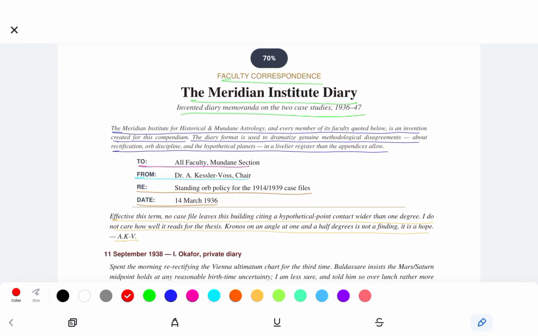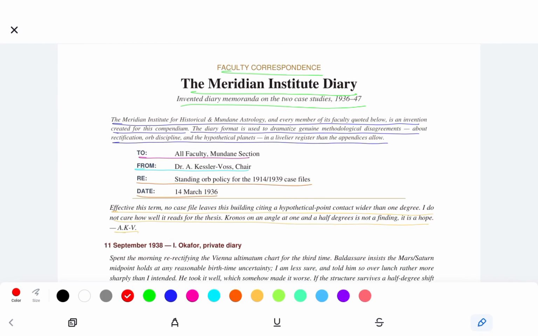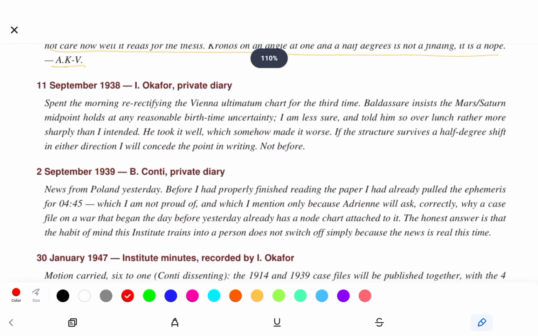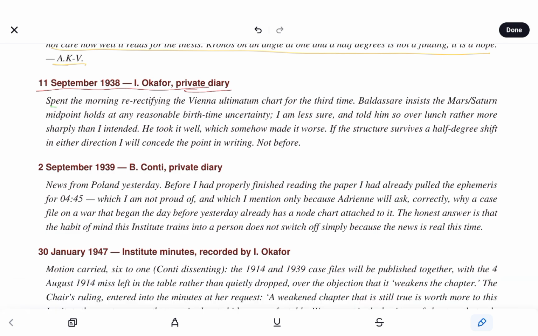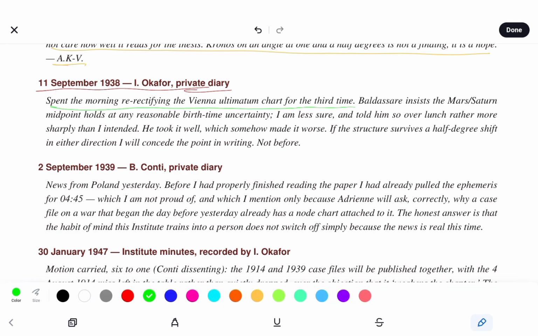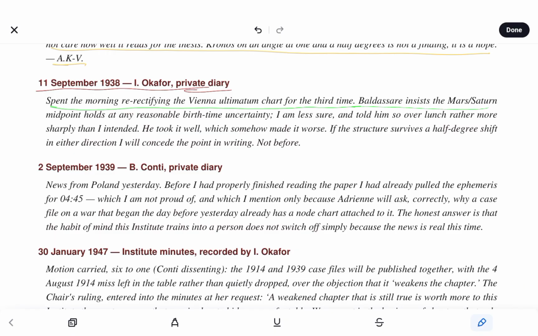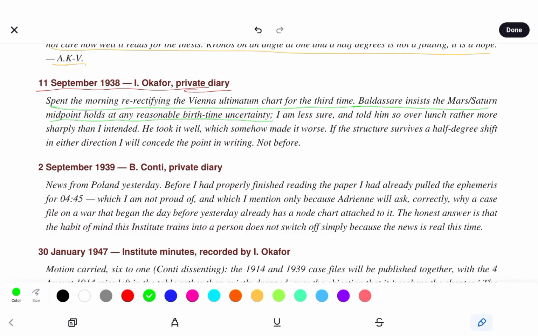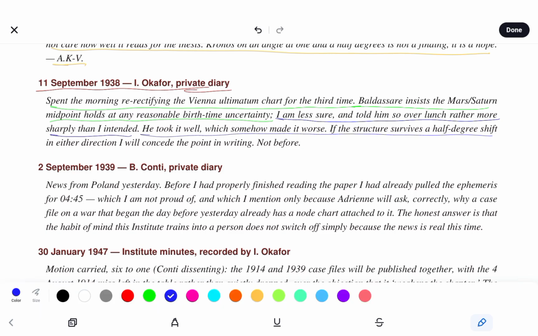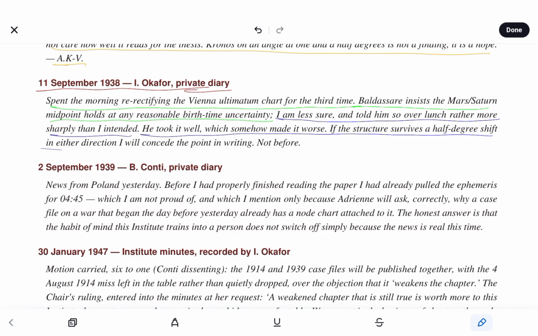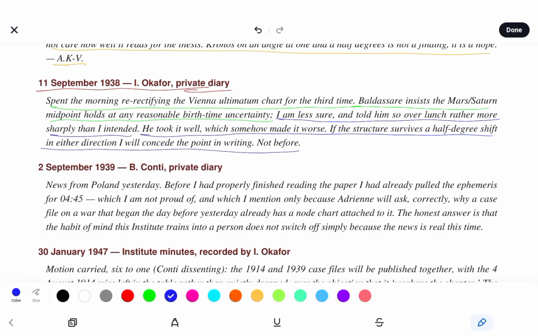So we're on the faculty correspondence, the Meridian Institute diary. And first we notice September 11th, 1938, Okafor, private diary. They spent the morning re-rectifying the Vienna ultimatum chart for the third time. Baldassar insists the Mars-Saturn midpoint holds at any reasonable Earth time uncertainty. I am less sure and told him so over lunch, rather more sharply than I intended. He took it well, which somehow made it worse. If the structure survives a half-degree shift in either direction, I will concede the point in writing, not before.